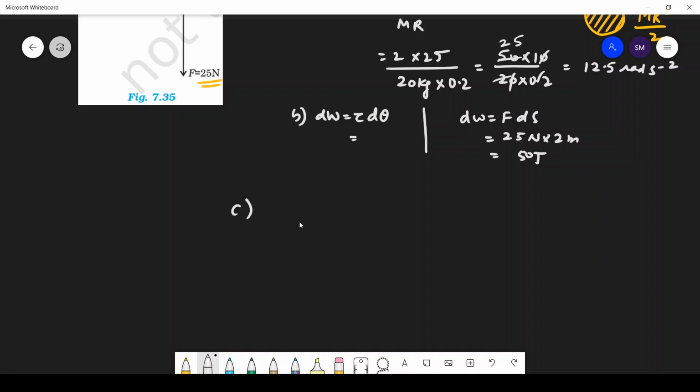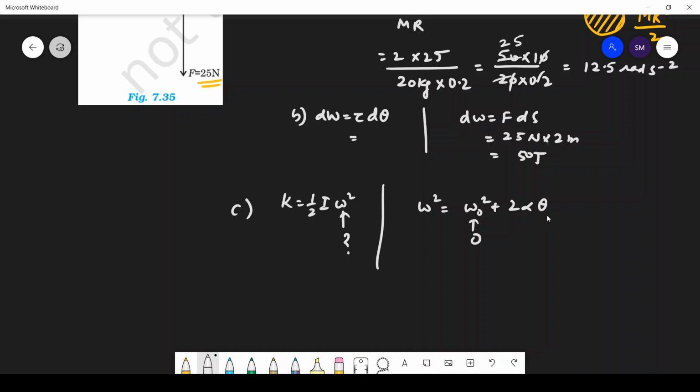Okay, now C part. Finally, how much is the kinetic energy of the wheel at this point? See, kinetic energy is equal to half moment of inertia into omega square. So we need to find the final kinetic energy. To find it, we need to use the formula omega square equals u square plus 2 alpha theta, like v square equals u square plus 2as. And this u is 0 here, so it is at rest.